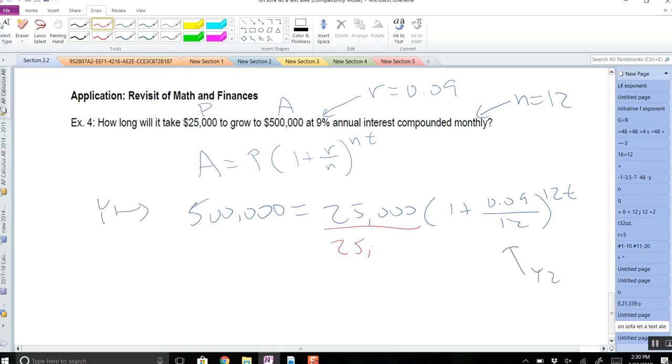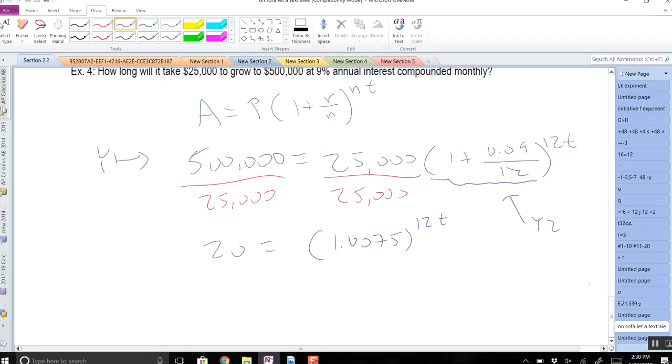Divide both sides by 25,000. So we're going to isolate the power. So we get 20 equals, and use a calculator. I do have this memorized. I don't know why I still have this memorized, but if you were to work out 1 plus 0.09 divided by 12, you get 1.0075 raised to the 12t. And you're going to rewrite as a log. So log base 1.0075 of 20 equals 12t.